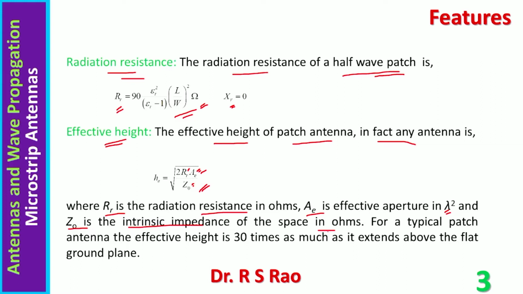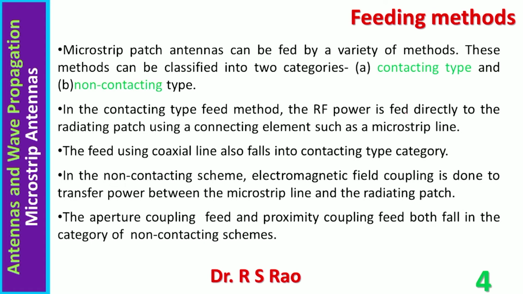For a typical patch antenna, effective height is 30 times as much as it extends above the flat ground plane. So effective height is large. Now, after discussing certain features or parameters of patch antennas, we move to feeding techniques that are adopted to give input to patch antennas.